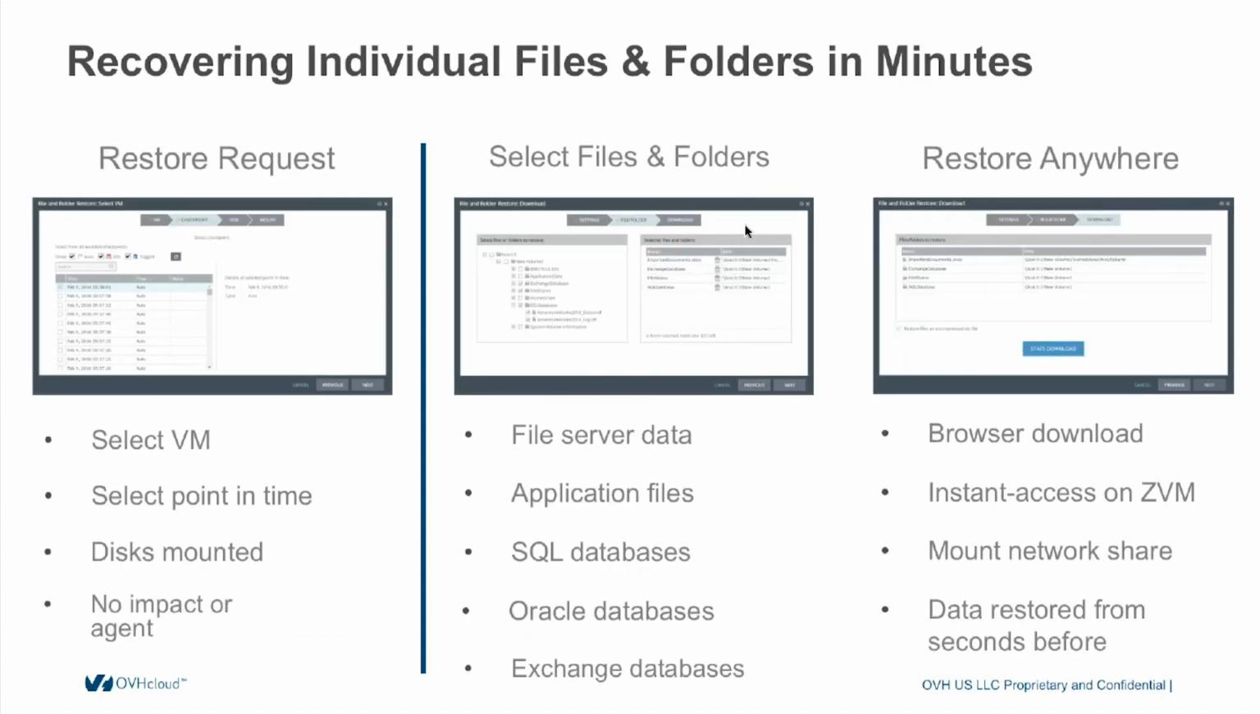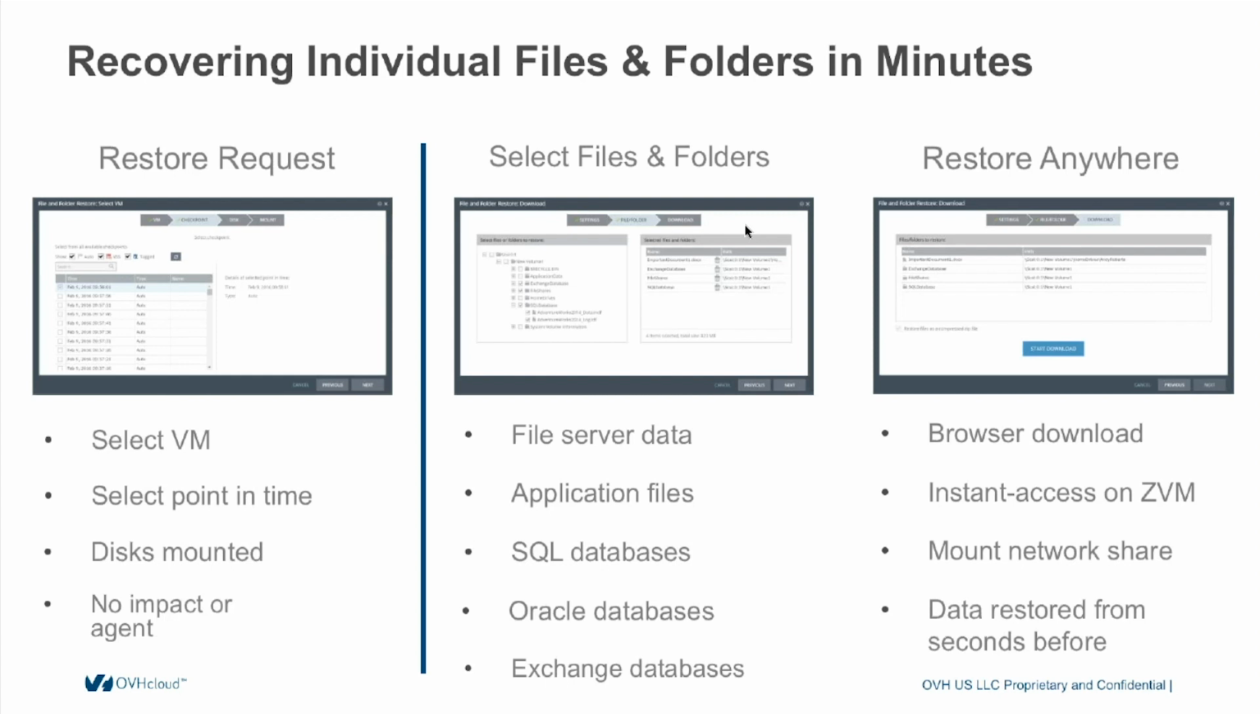We can also do individual file level restores as well. So we can recover an entire site. We can recover an entire application. We can recover a single VM or groups of VMs, or we can recover individual files as well. And that's pretty simple. You do a restore process. You select the VM that you want to recover a file from. You select the checkpoint as well.